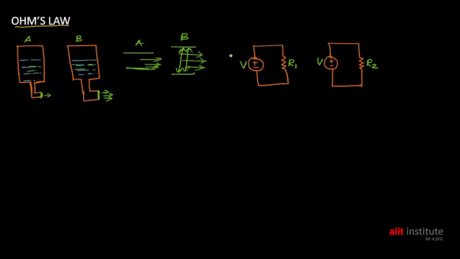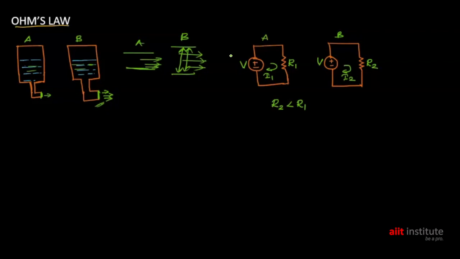So here we have R2 lesser than R1, similar to this example. In case of B, lesser resistance compared to A. Similarly, R2 is very much less than R1. So in figure B, current will flow, right? In both cases, current will flow. Let us assume this is I1 and this is I2. In figure B, current will be more.